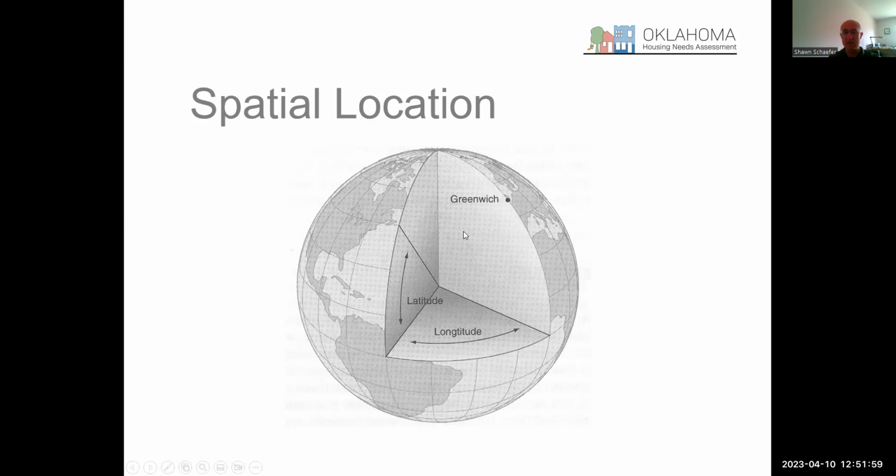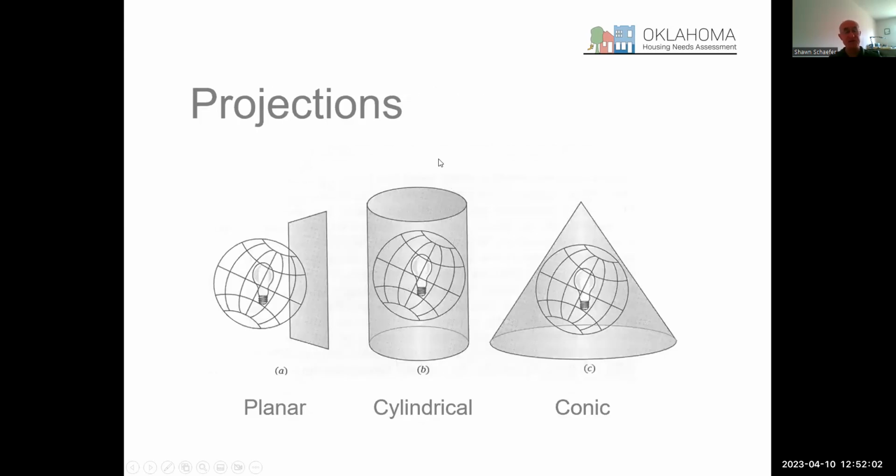That's all well and good, but we are often interested in taking those geographic coordinates and projecting them onto a flat surface. We do that because we want to show it on our computer screen, or we want to print it out. So you have to do a mathematical transformation from the geographic coordinate system to a projected system, and there are many of these. Here are the three most common families: the planar, the cylindrical, and the conic projections.